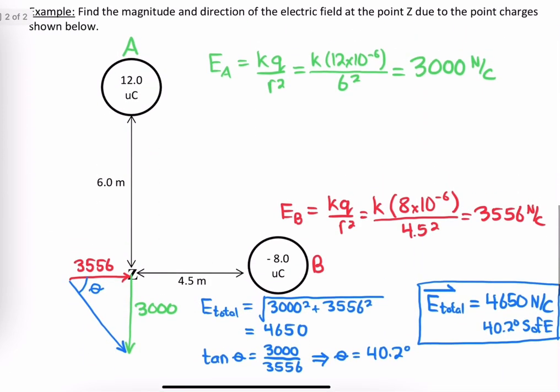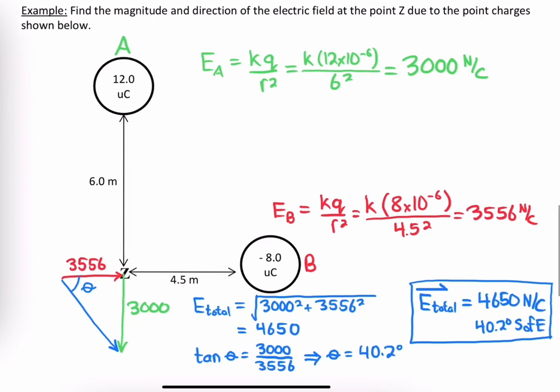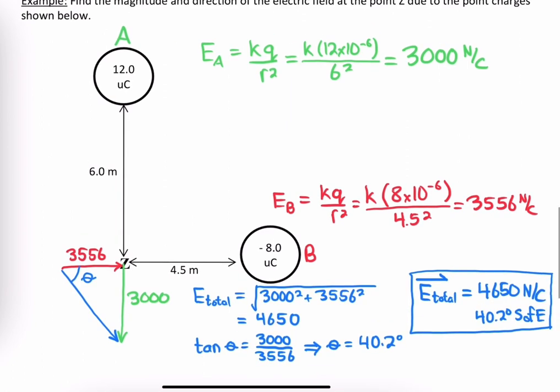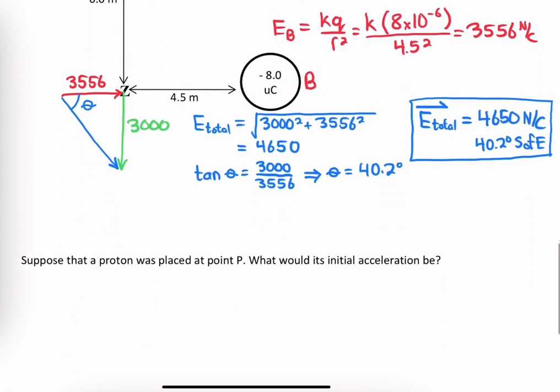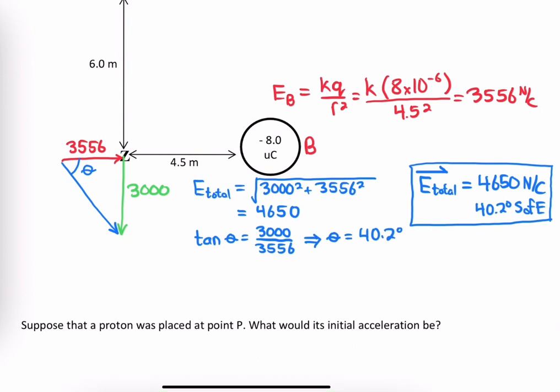So now let's look at one follow-up question to this example we just finished working on. Remember here, Z was not an actual object. It was just a location in space. And electric fields can exist just in empty space all around objects. But now we're going to make that location a little more interesting. We're going to suppose that a proton is placed at point Z. And we're going to ask what its initial acceleration would be.